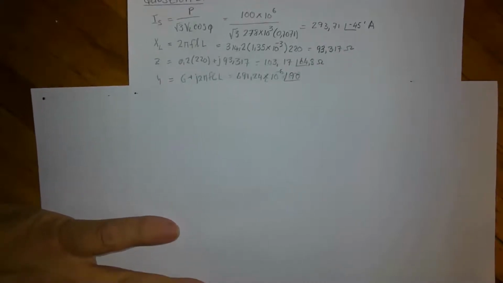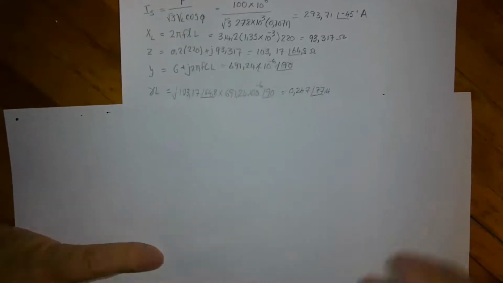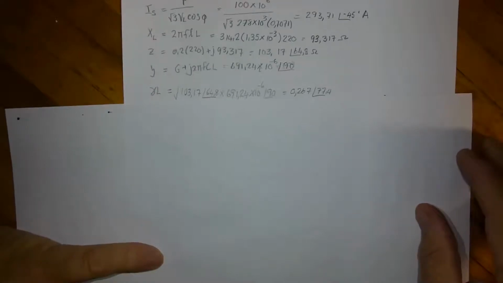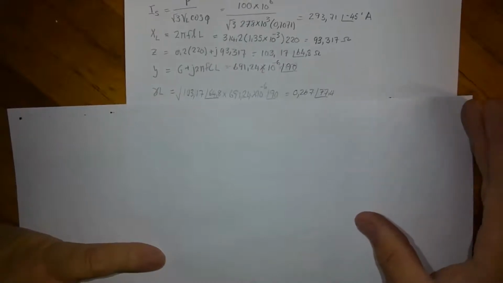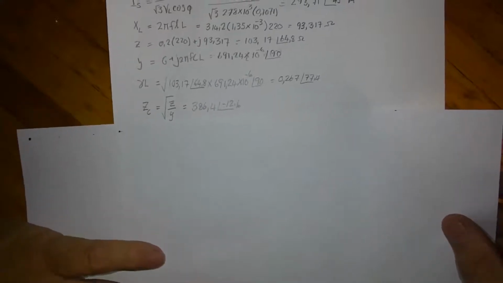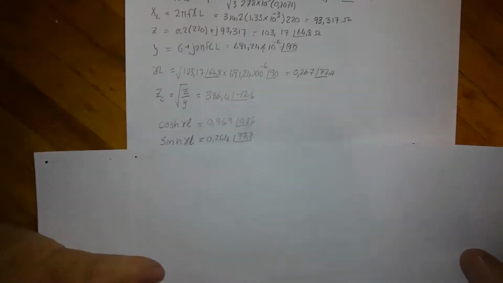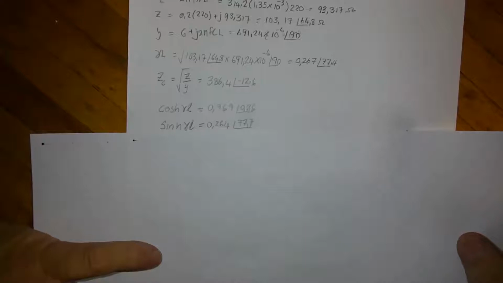Y is G plus 2πFC times L, which gives us a value of 691.24 times 10 to the minus 6 at an angle of 90. Gamma L is the square root of YZ, which is 0.267 at an angle of 77.4. ZC is the square root of Z over Y. That gives us 386.4 at an angle of minus 12.6. Cos gamma L is 0.969 at an angle of 0.86, and sinh gamma L is 0.264 at an angle of 77.